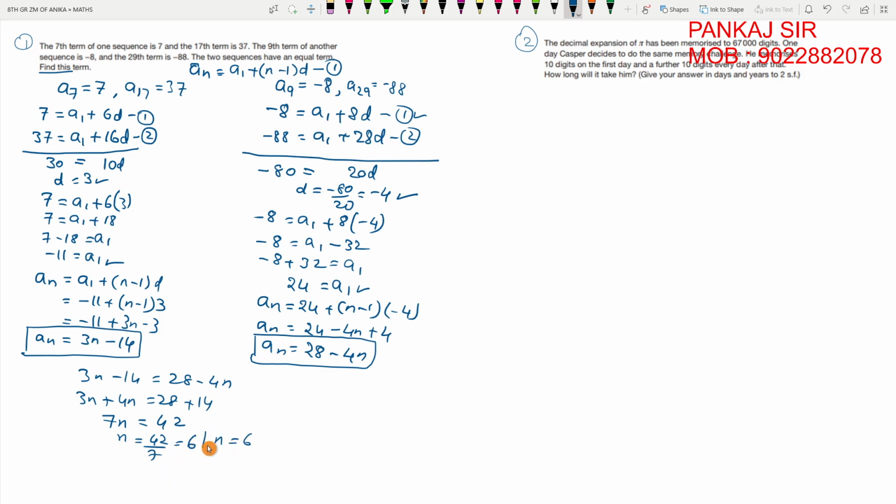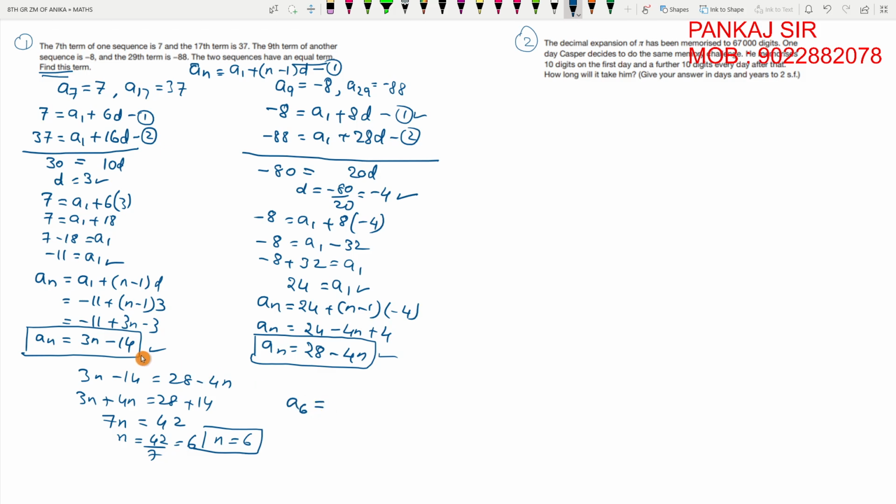That is, both these sequences, this one and this one, will have the term number 6 as equal. So which is the equal term? The answer is the term number 6 is the equal term. But he has asked you to find out this term as well. That means he is asking you to find out the A6 term also, because n is 6, so A6 will be what?